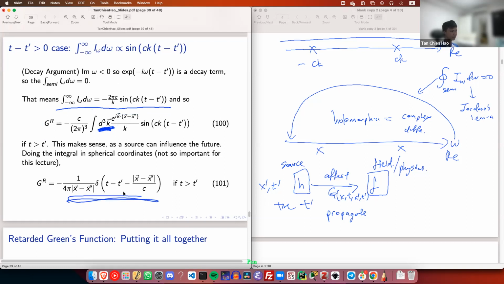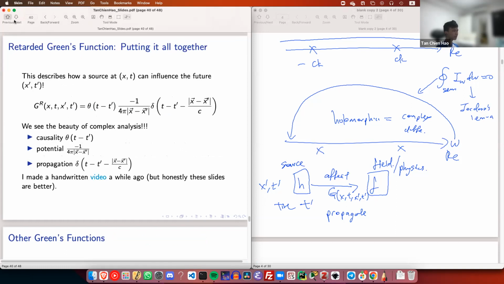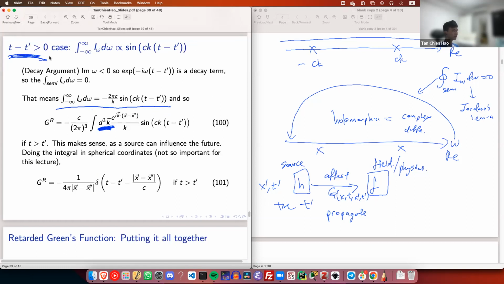And this is very nice because this is for the case where time t is greater than t prime, meaning that the source comes before the measurement. If the source comes before the measurement, then there's some effect on the measurement.